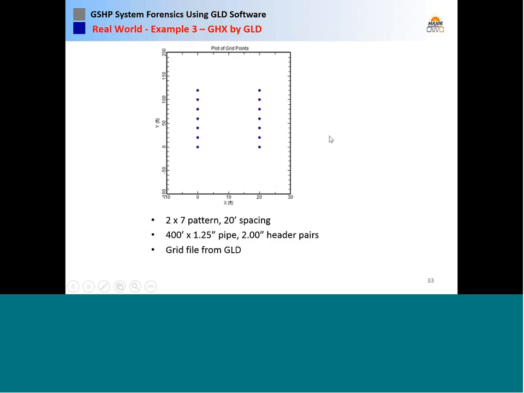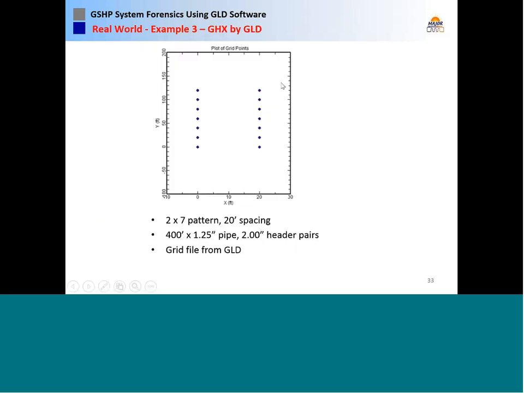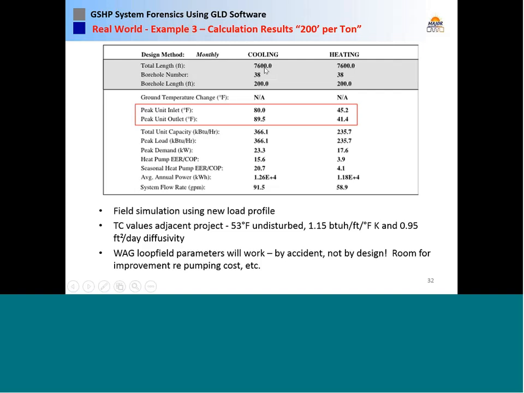After playing with the system a little bit using GLD, we came up with a 2x7 pattern with 20-foot spacing, and this time 400 feet deep instead of 200 feet deep, and we went to 1 1/4 inch instead of 3/4 inch pipe. And guess what? We now have about the same entering water temperature expectations, and we were also able to reduce the net footage of borehole installed. Notice this is 5,600 feet linear, and before we had 7,600 feet linear. So it's quite a reduction in vertical loop.